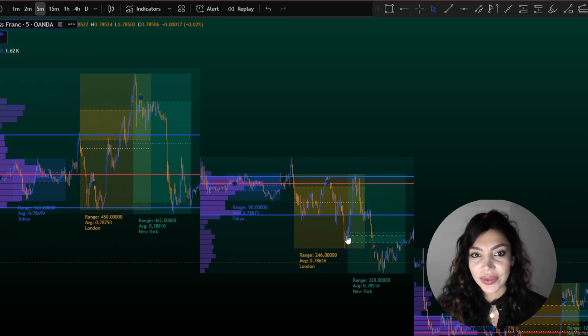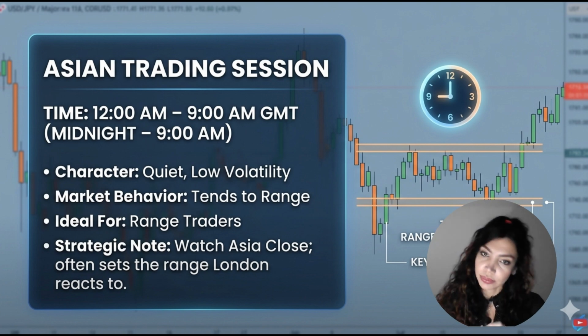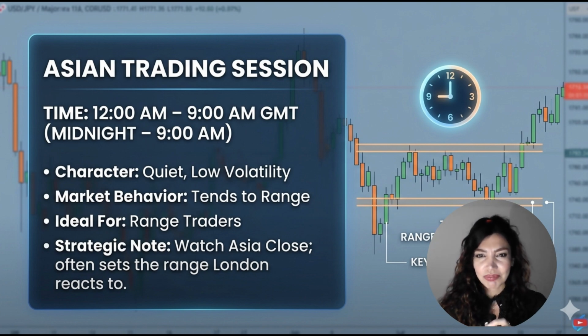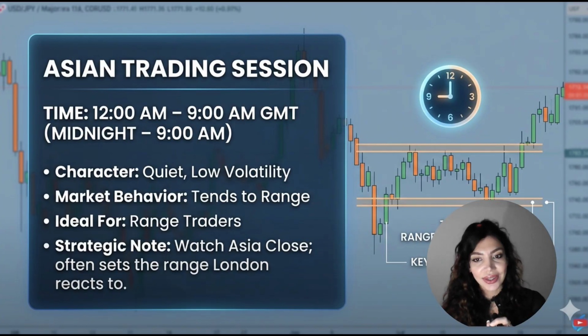Let's start with the Asian session, midnight to 9 a.m. GMT. It's quiet, low volatility. Markets tend to range, good for normally range traders. For me, I watch where price closes in Asia because it often sets the range that London will react to.